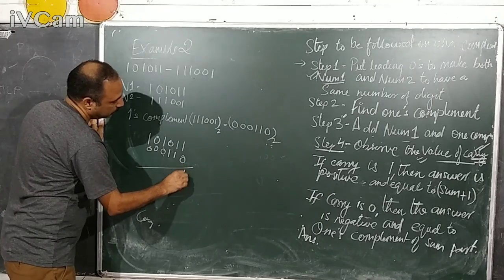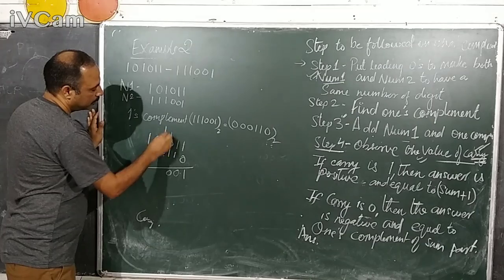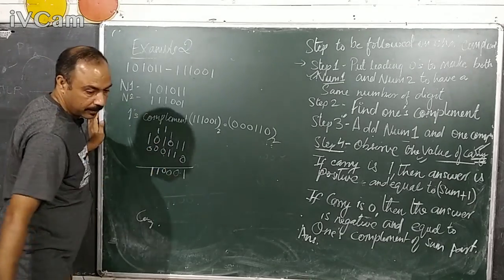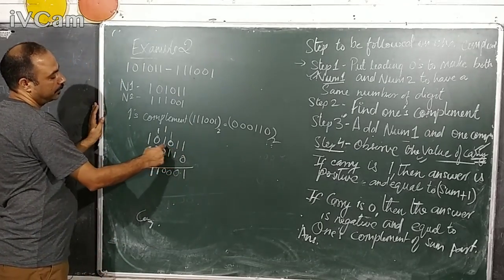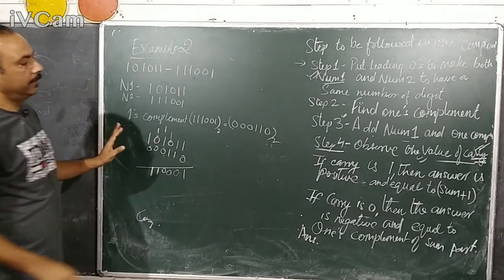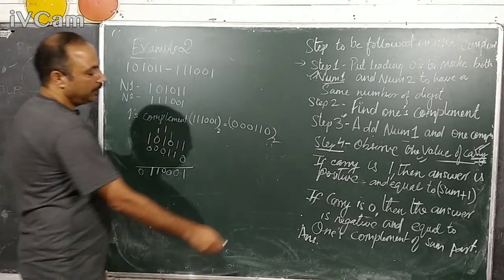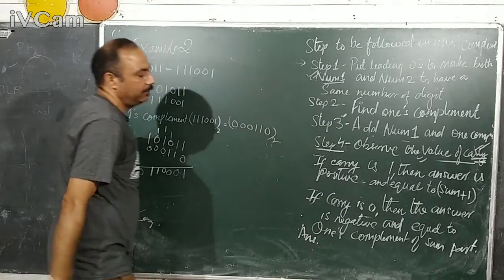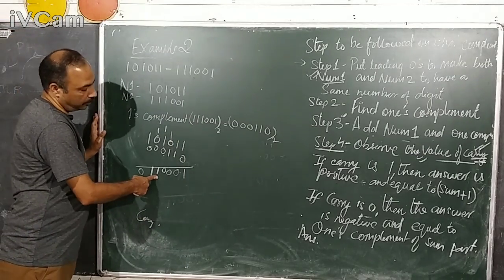1 plus 0 is 1, 1 plus 1 is 10, 1 plus 1 is 10, 1 plus 1 is 10, 1 plus 0 is 1 and 1. Okay. So now here 1, 2, 3, 4, 5, 6. 1, 2, 3, 4, 5, 6. There is no carry. Now, if there is no carry, we can say it has a 0 carry. So, if carry is 0, then the answer is negative and equals the 1 complement of the sum part. Now, this is the sum part.